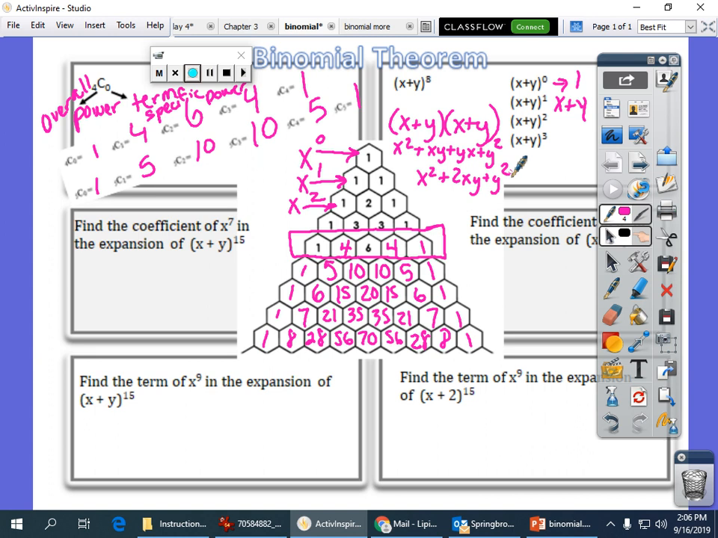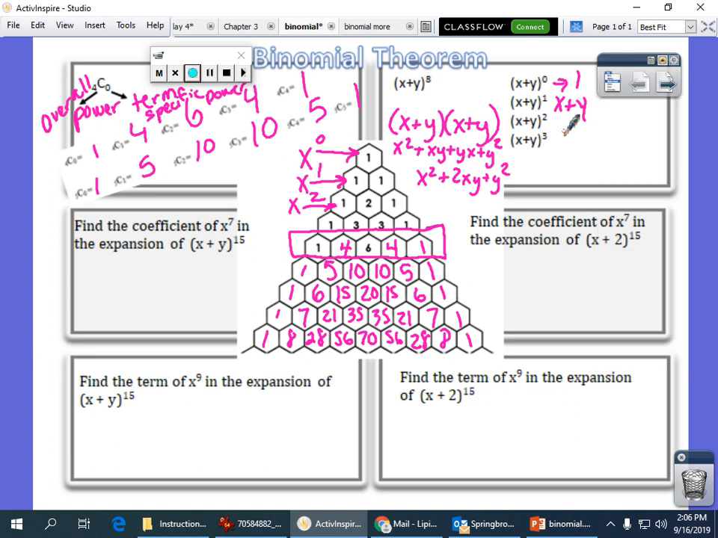What if it was x plus y to the 3rd power? What would I have to do? I would have to do x plus y times x plus y times x plus y. So I would literally have to take what I just did, which is this first part, and multiply each one of them by x and then each one of them by y and combine like terms. Yes? Do you want to sit through that?